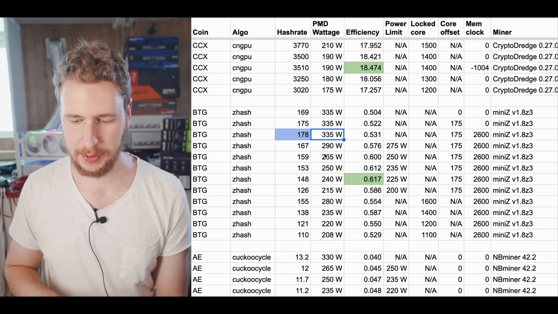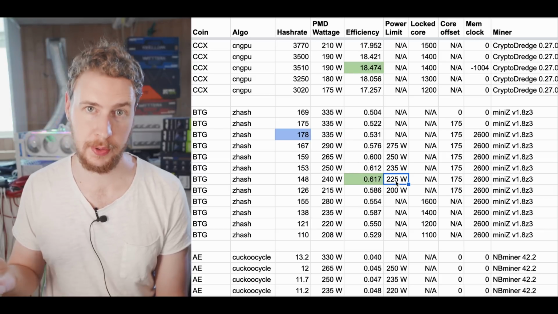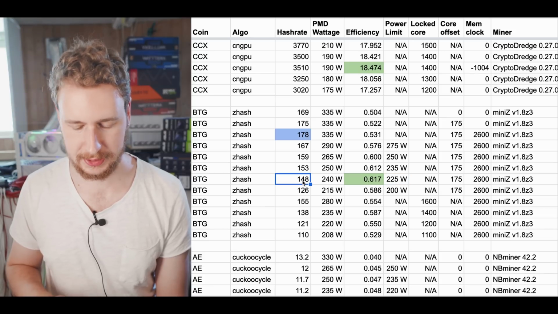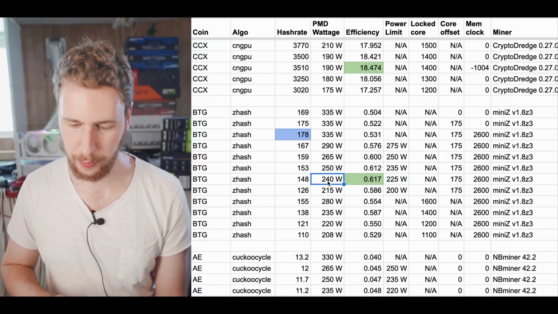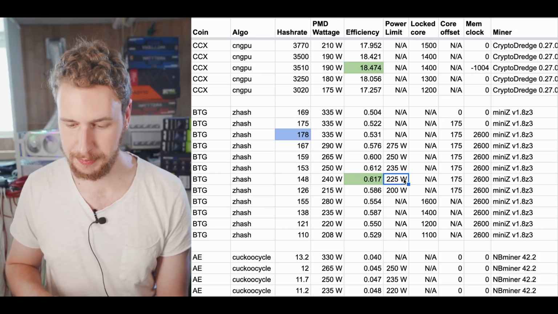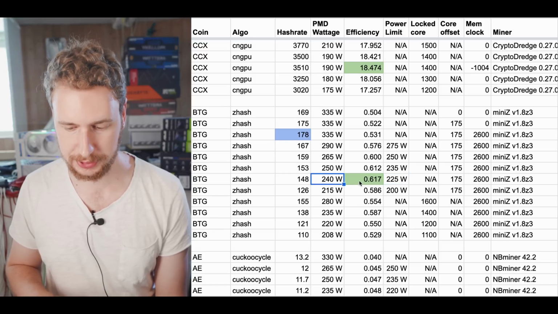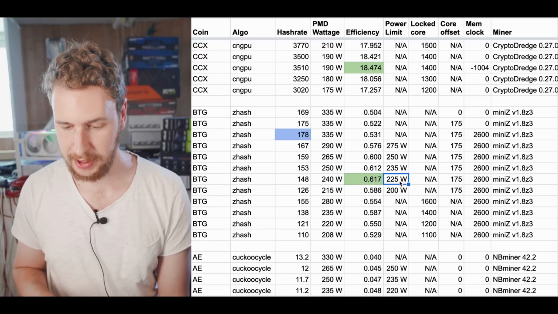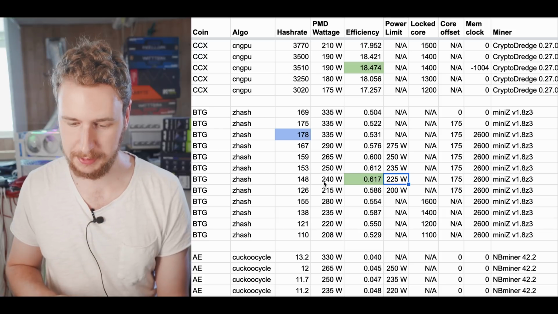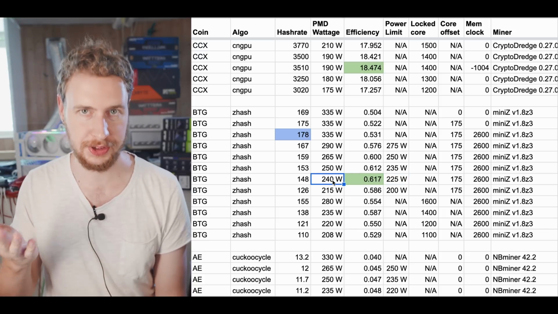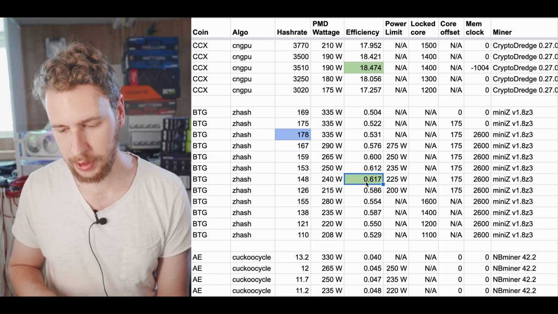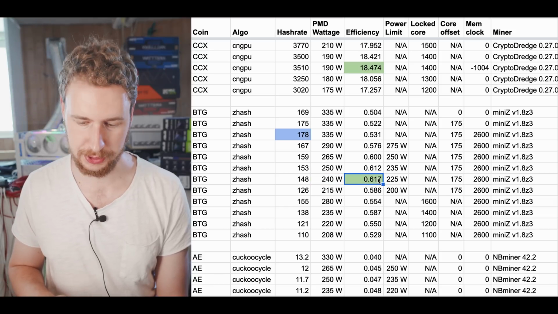And the best efficiency was at 225 watts power limit, which gave us 148 solutions per second at 240 watts. And as you can see there, the GPU does underreport power consumption a little bit, by about 15 watts. I had the power limit set to 225, but with my PMD device, it measured at 240 watts. So just keep that in mind. That gave us an efficiency of 0.617 solutions per watt.